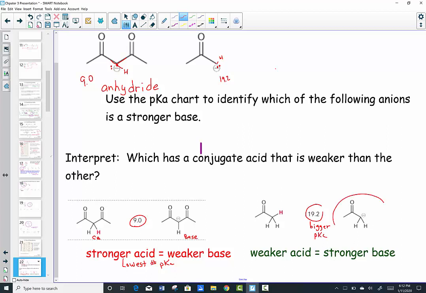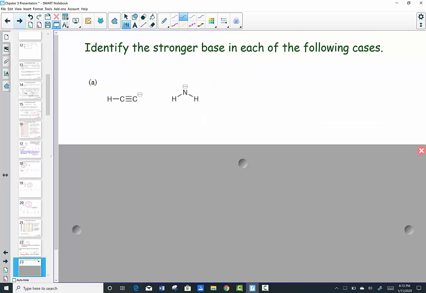The stronger base will be below, right? Because we're going this way in terms of stronger bases. Stronger base. And up here is a weaker base. So you just really want to see where they lie on the pKa chart. So which one is below the other on the pKa chart? And that's your answer. The stronger base will be further down the column on the right side of your pKa.